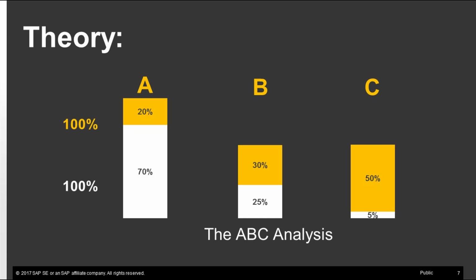The B items are less important than A. These are the interclass items where 30% of the items represent 25% of the annual sales. The C items are marginally important. They have the lowest consumption value, where 50% of the items represent 5% of the annual sales.